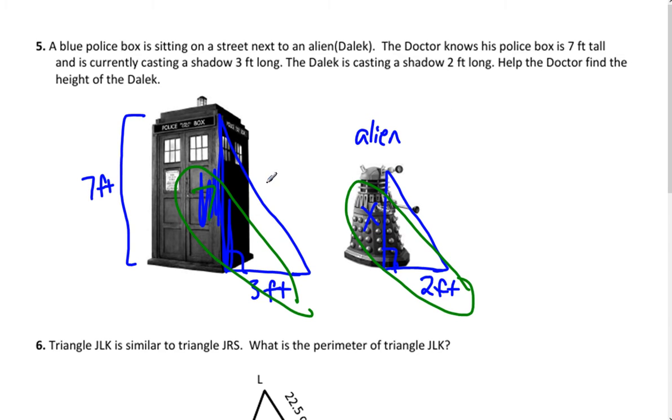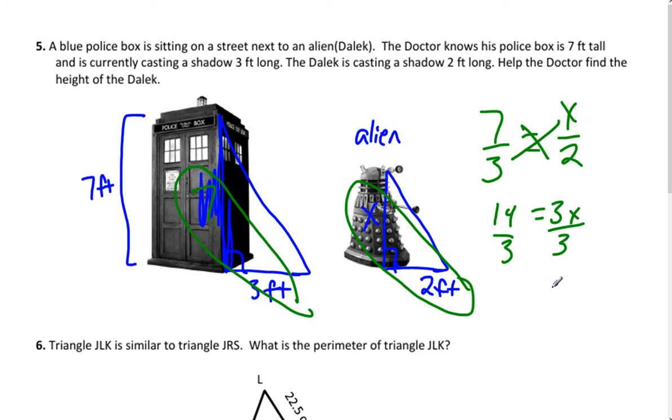So if I set up the proportion 7 over 3 equals x over 2, and cross multiply and solve, I can find my missing side. So 7 times 2 is 14, 3 times x is 3x. When we solve, divide both sides by 3, x equals 2.6 repeating. No, 4.6 repeating. I was trying to do this in my head and I messed it up. 4.6 repeating. So the Dalek is 4.6 repeating feet tall.